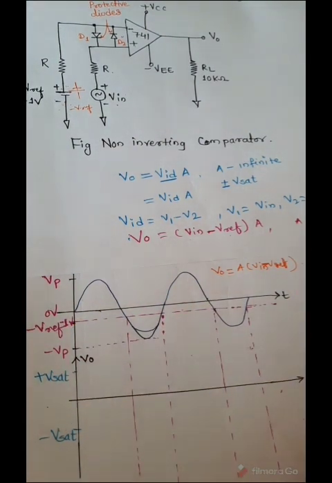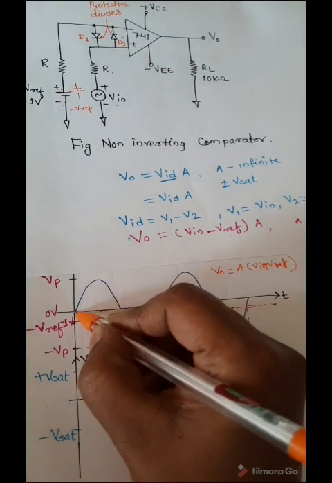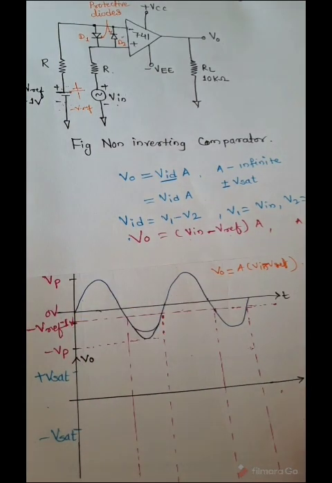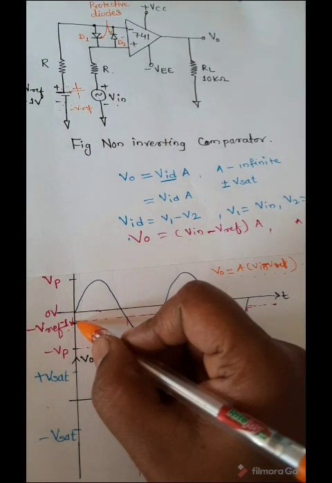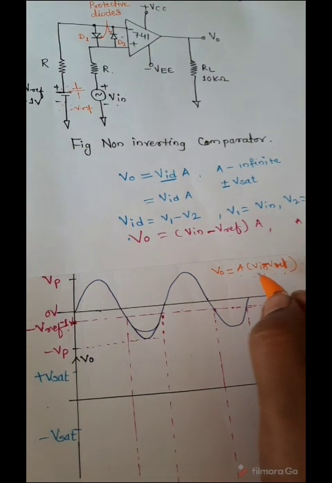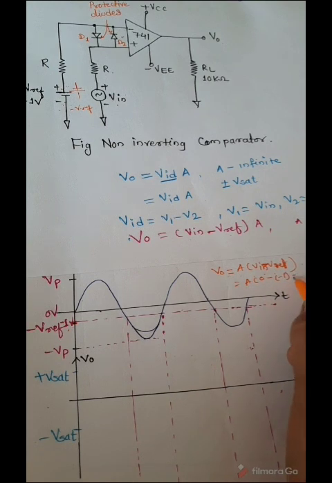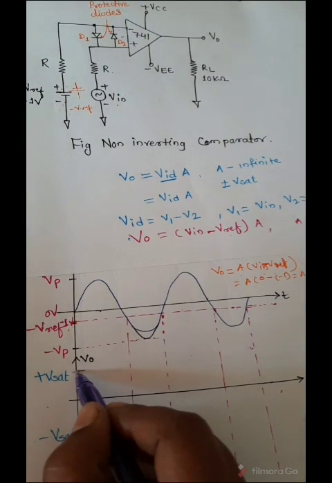Now the reference voltage is negative. At this point, V in is 0 volt, but the reference voltage has a negative value. What should the output be? Output is A into (V in, which is 0, minus of minus 1), because the reference voltage is minus 1. So it is A into 0 minus of minus 1, which is equal to A, positive. So where should the output be? How can we draw the output waveform here? The output will be at positive saturation.